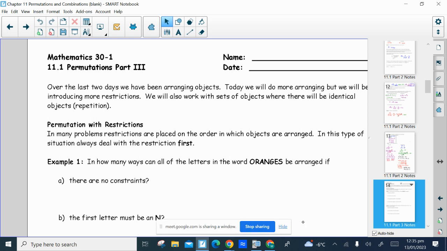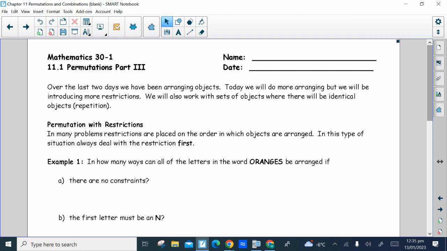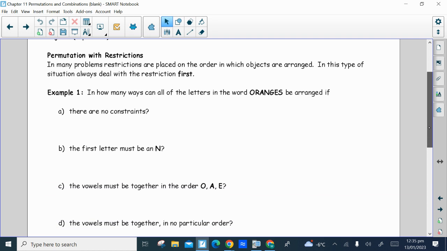So yesterday we looked at arranging objects. Today we'll do more arranging, but we'll introduce more restrictions. We'll also work with sets of objects where there will be identical objects or repetition. In many problems, restrictions are placed on the order in which objects are arranged. In this type of situation, we always deal with the restrictions first.